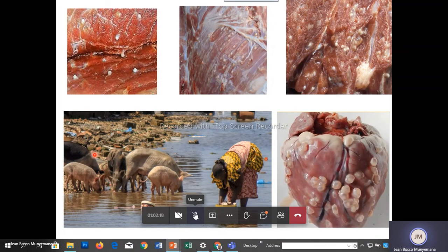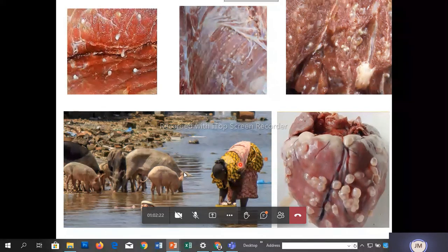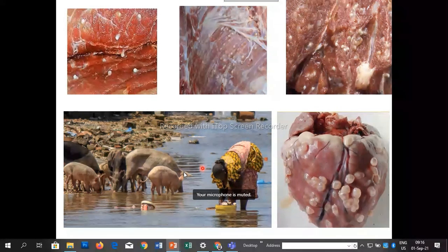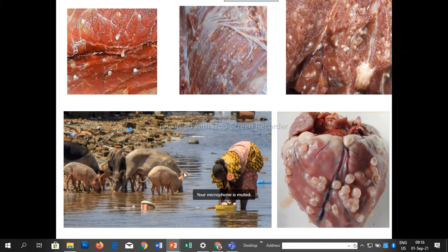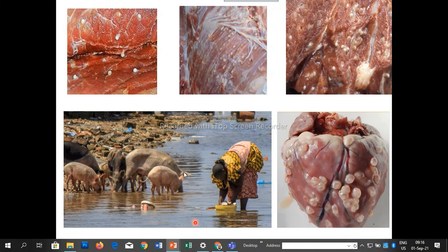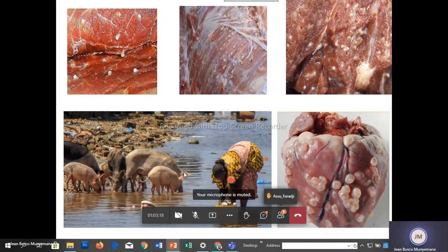And another life cycle. You see a lady here fetching water. And this lady can even drink this water. So if the eggs of the parasite contaminated the water, explain why this lady, having consumed the water, what will be the outcome for her? Is it cysticercosis, and why?